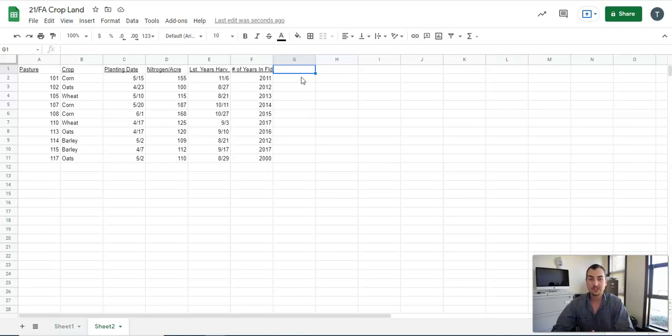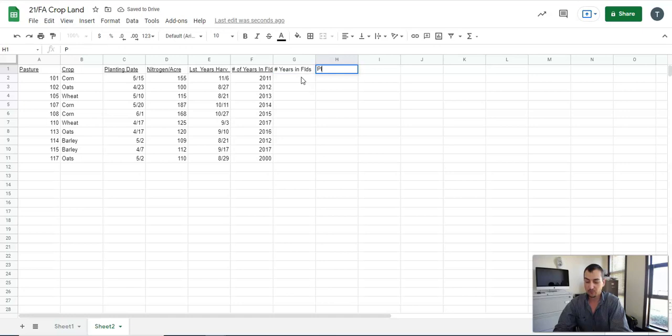I want to know what the plant height is at different times of the year. What was the plant height at harvest? And I'm also going to put in some calculations because I want to see how much that plant is actually growing over the years. So let's go ahead and add some categories. We're going to add the first category of number of years in field, because we want to see how many years these pastures have been in row crop fields.